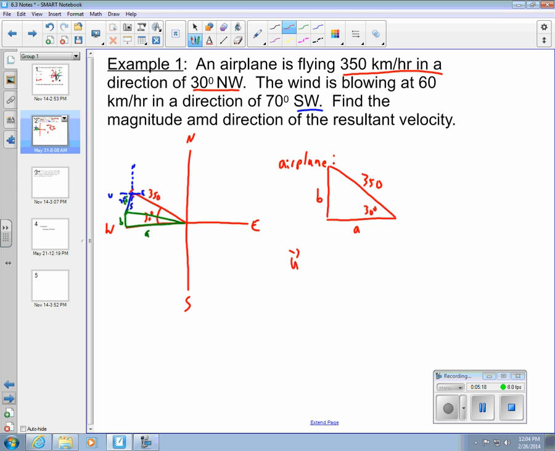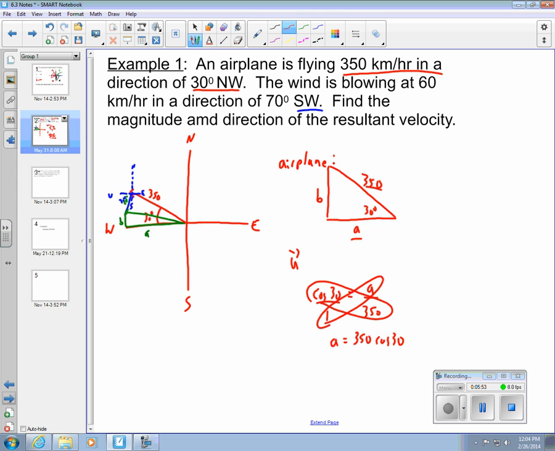To figure that out, I'm going to figure out my cosine and sine values again, just like we've been working with all along. If I want to set that up to find A here, I can say the cosine of 30, because A there is my adjacent and 350 there is my hypotenuse. So cosine is equal to my adjacent over my hypotenuse. Multiply across. So A ends up being 350 cosine 30.